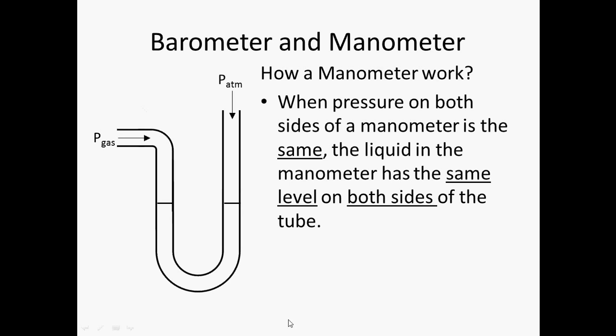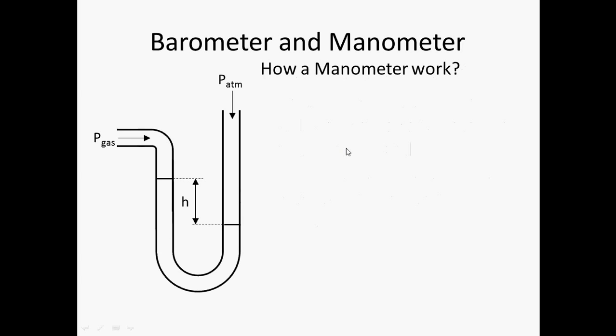That means that if, let's say, this is mercury, and this is atmospheric pressure, and this is gas, and this pressure is acting the same as this pressure, both gas and atmospheric pressure being equal, these two levels will be the same, because they have to have balanced pressure on both sides. But what happens if you have this case?